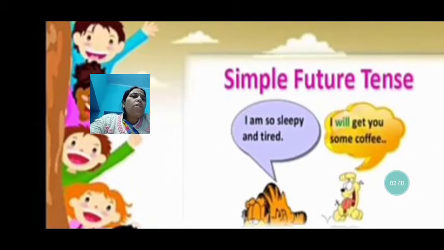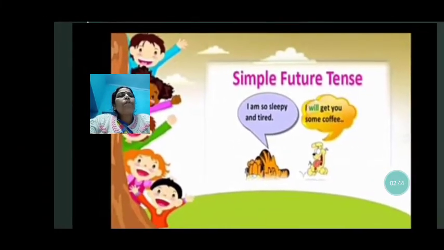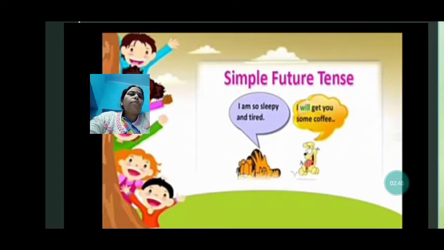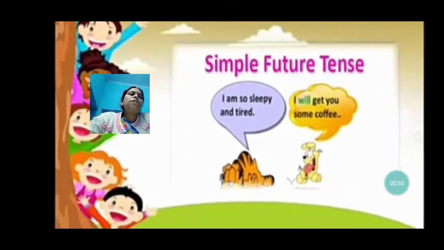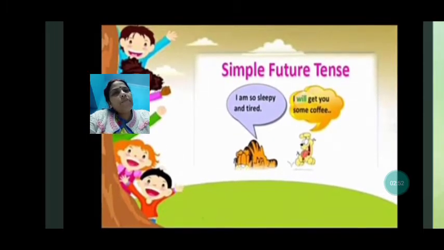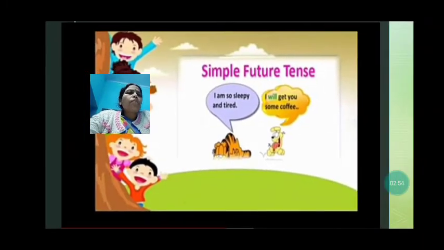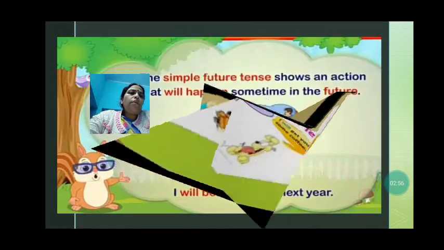Then the dog is saying, I will get you some coffee. Now what do you see? Will form. So will plus base form of the verb. So which tense is it? It is simple future tense.